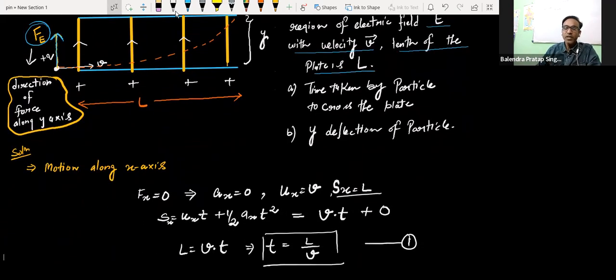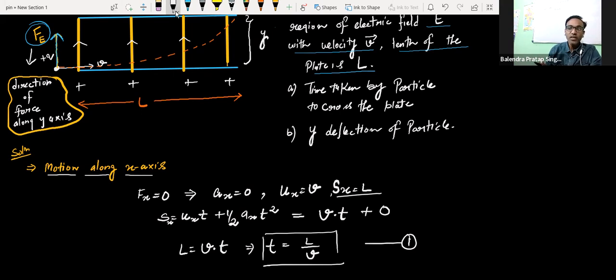So I'm using the equation of motion as you studied in your previous class, class 11. There are 3 equations of motion, and I am using the equation s = ut + (1/2)at². First, I'm considering motion along the x-axis, because the particle is moving in a 2-dimensional plane. It is moving along the x-axis as well as along the y-axis.